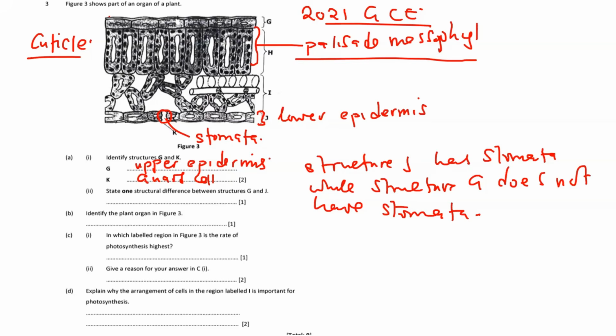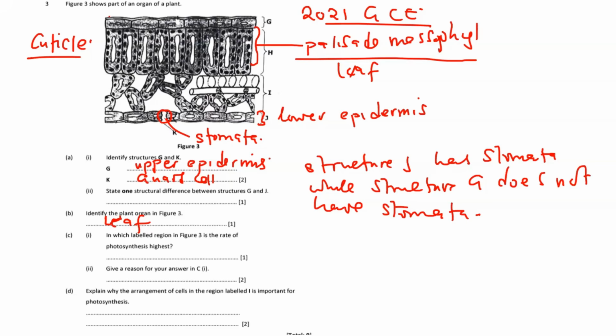Okay, so let us answer question B now. Identify the plant organ in figure 3. What plant organ is this? I had said already, it's a leaf. So the plant organ is the leaf. In which labeled region in figure 3 is the rate of photosynthesis the highest? So where is photosynthesis the highest? Photosynthesis is the highest in region H.